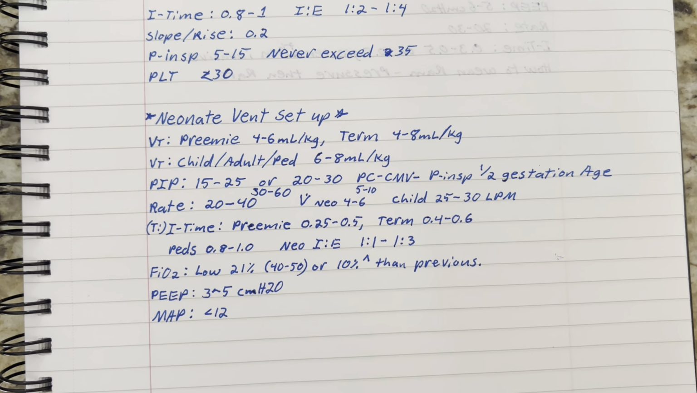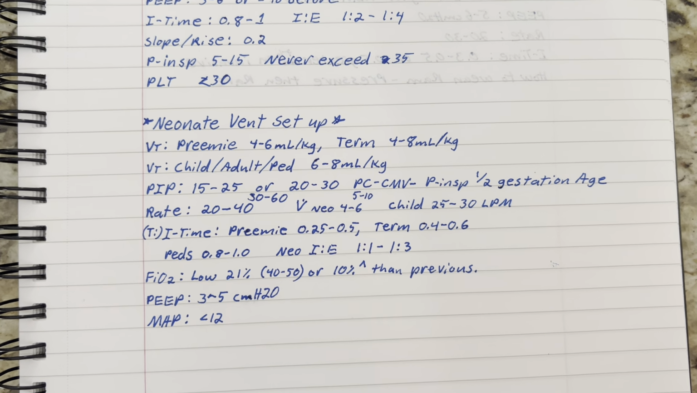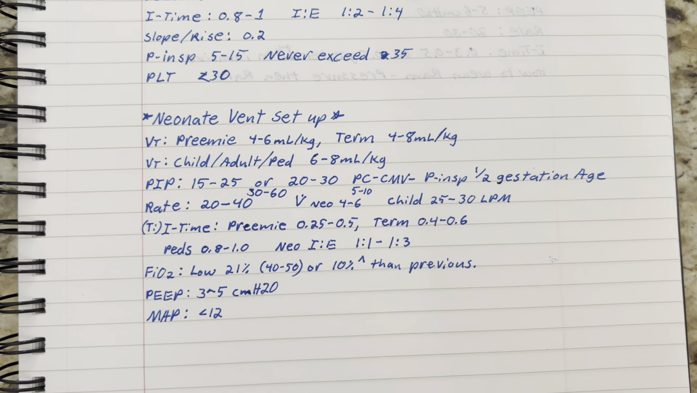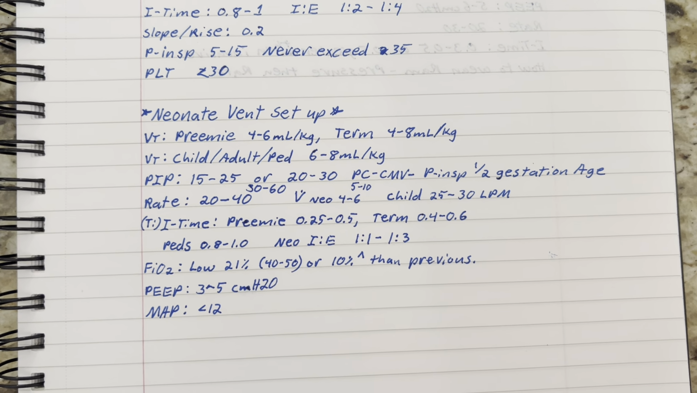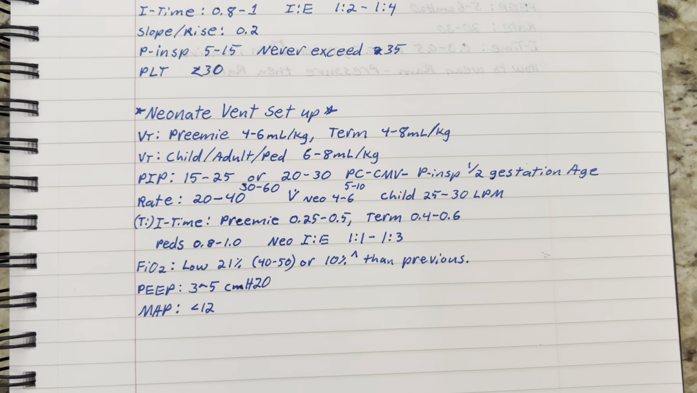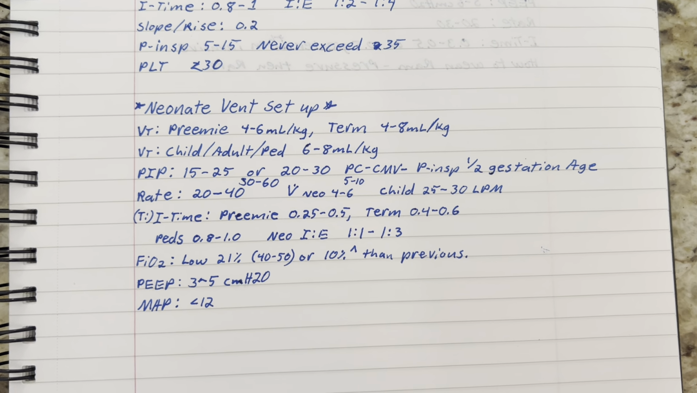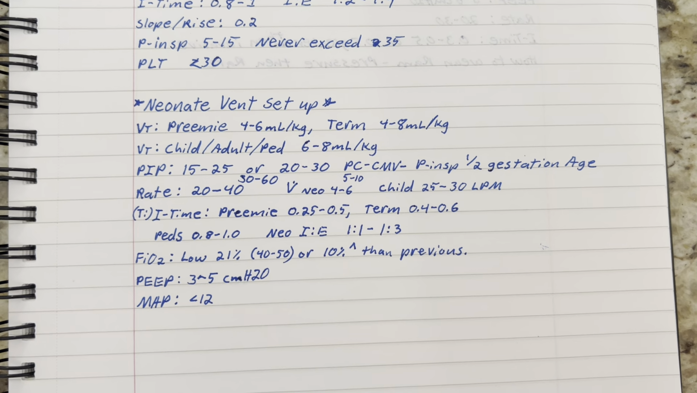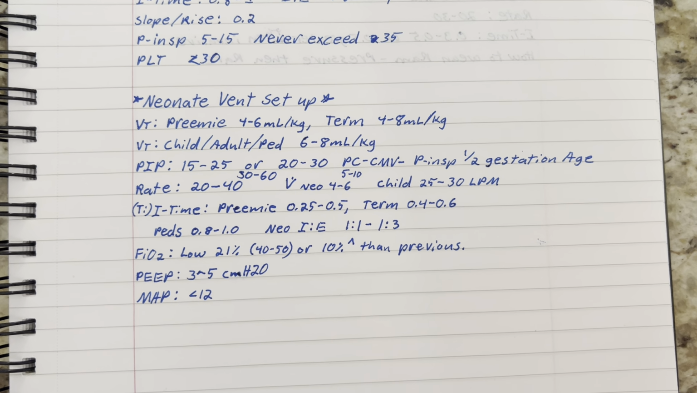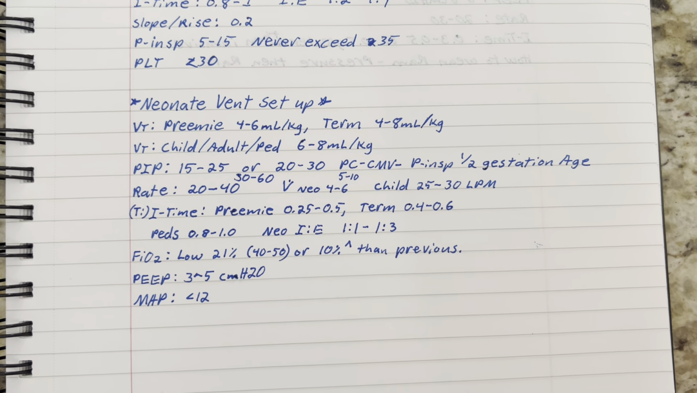Tidal volume for preemies is 4 to 6 milliliters per kilogram. Term tidal volume is 4 to 8 milliliters per kilogram. So preemie is 4 to 6, term 4 to 8.